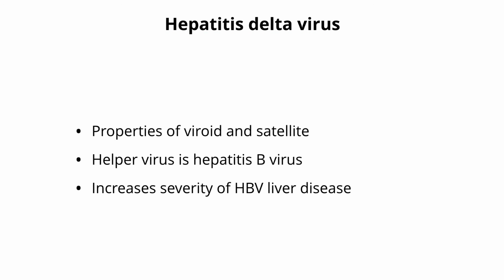So there's one animal satellite virus I want to tell you about. It's hepatitis delta virus. And we have hepatitis A, B, C. They're named in the order that they were discovered. And there's a hepatitis delta, there's a hepatitis E, and then we skipped F. I don't know why, we went right to G.